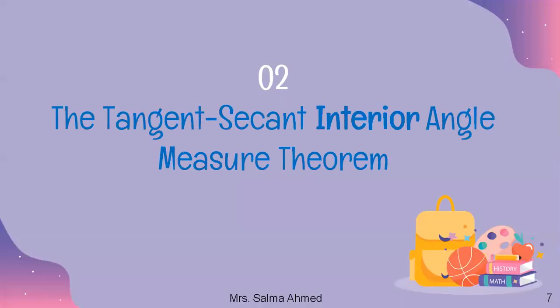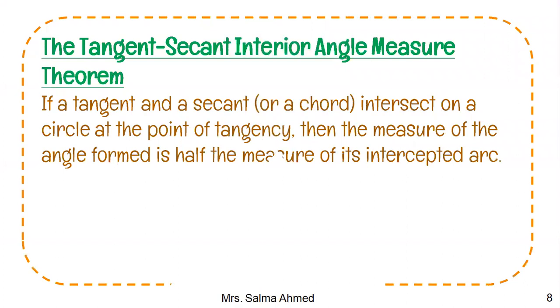Let's have the second theorem, the tangent secant interior angle measure theorem. The tangent secant interior angle theorem is saying if a tangent and a secant, or a tangent and a chord, intersect on a circle at the point of tangency, then the measure of the angle formed is half the measure of its intercepted arc.